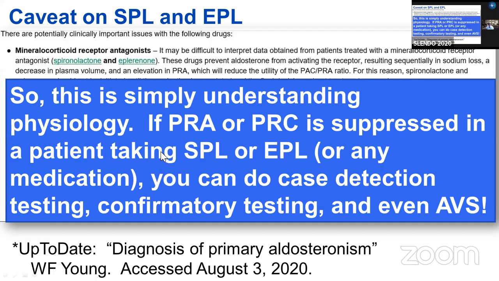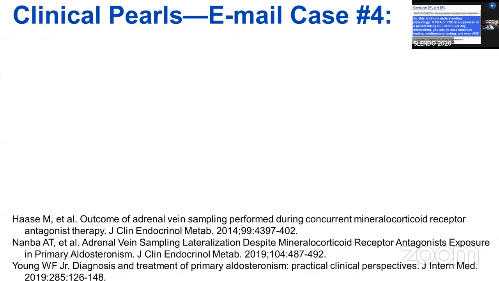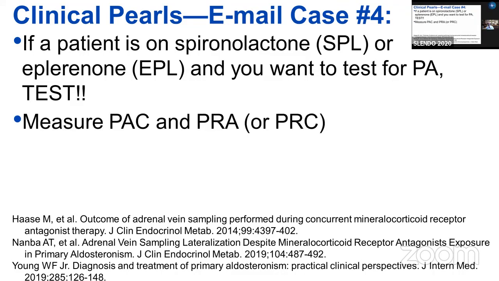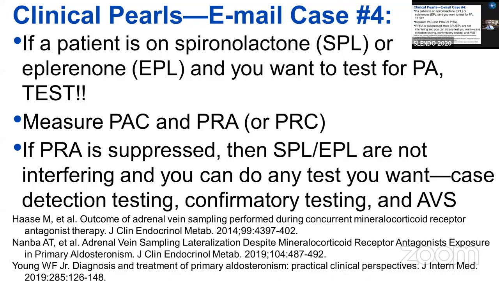So this is simply understanding physiology. Spironolactone and eplerenone do not interfere directly with the measurement of aldosterone. It's physiology. If renin is suppressed in a patient taking spironolactone or eplerenone, or any drug, ACE inhibitor, ARB, loop diuretic, you can do case detection testing, confirmatory testing, and adrenal vein sampling. So the pearls here: if a patient is on spironolactone or eplerenone and you want to test for PA, my goodness, test. Measure aldo and renin. If renin is suppressed, then spironolactone and eplerenone are not interfering and you can do any test you want: case detection testing, confirmatory testing, and AVS.